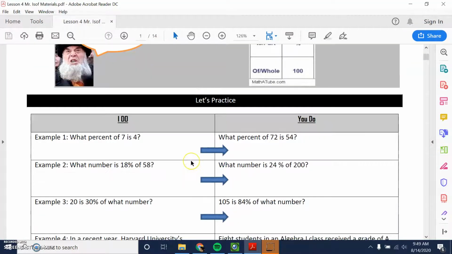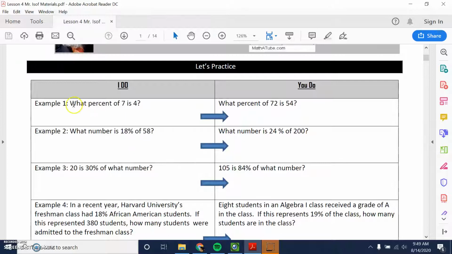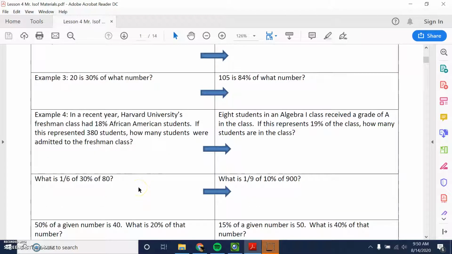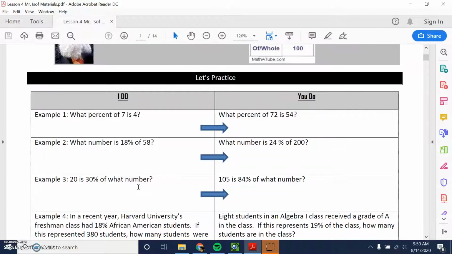Check it out. Look at all these let's practice ones. So example one, I'm going to do one, you're going to do one, etc. Look at these problems. What percent of 7 is 4? What number is 18% of 58? 20 is 30% of what number? That's pretty confusing to keep straight because it has the number and the percent all in different places. You got is and of in the problem. Oh my goodness. And there's all different kinds. So we're going to go through all these.